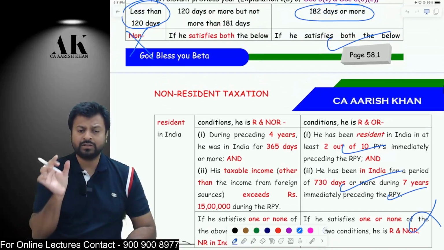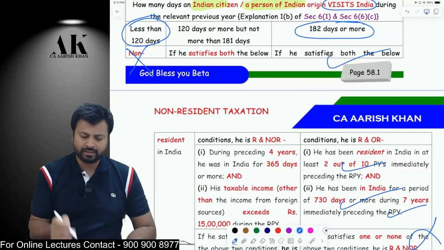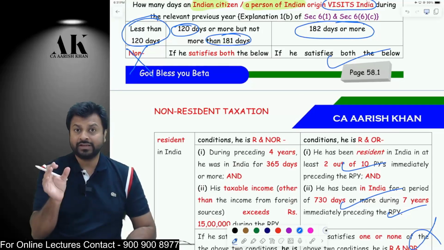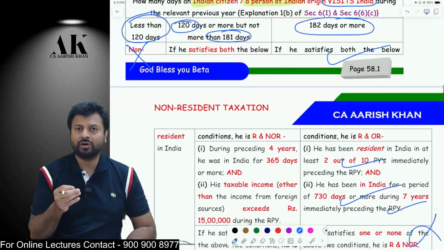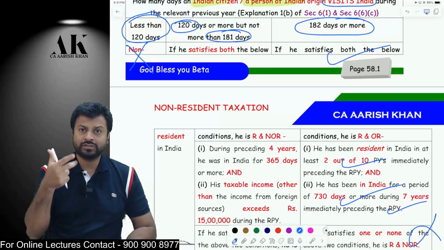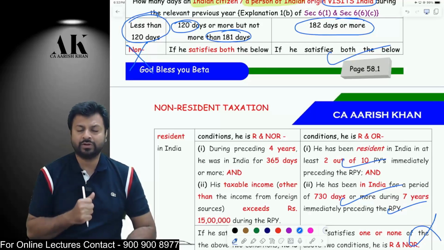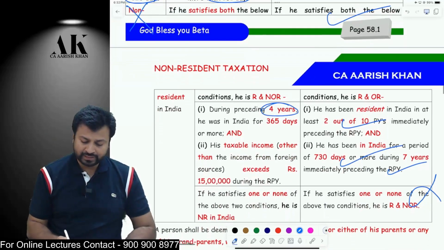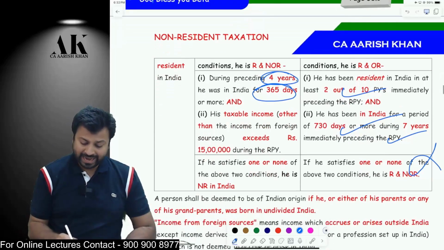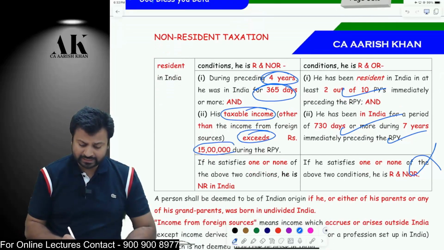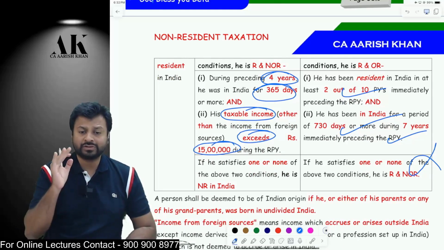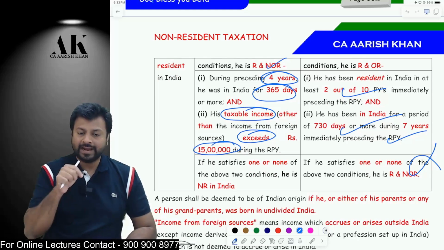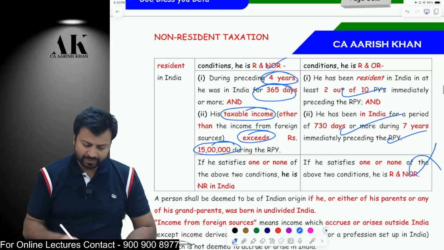What about the people who stay for the period in between? That is, if you stay for 120 days to 181 days. I am talking about an Indian citizen or person of Indian origin who is visiting India during the previous year, and he is staying in India for 120 to 181 days, and in the last 4 years he has stayed for 365 days, and his income from Indian source exceeds 15 lakh rupees. Then he will be called a not ordinary resident. And if he doesn't fulfill these conditions, then he will be called a non-resident.